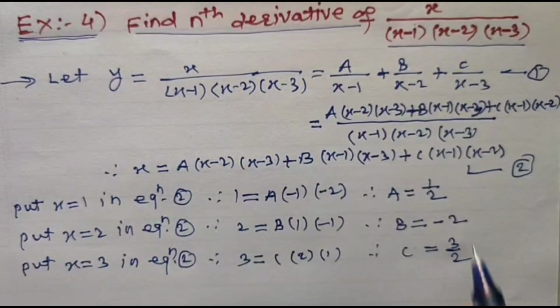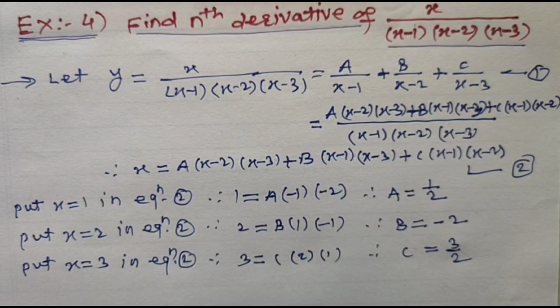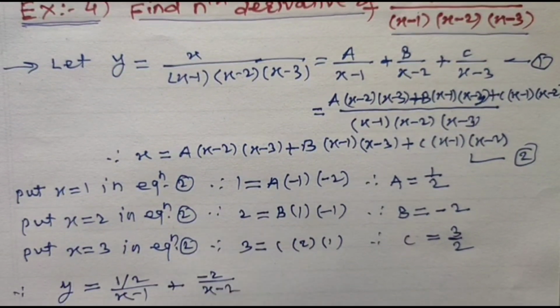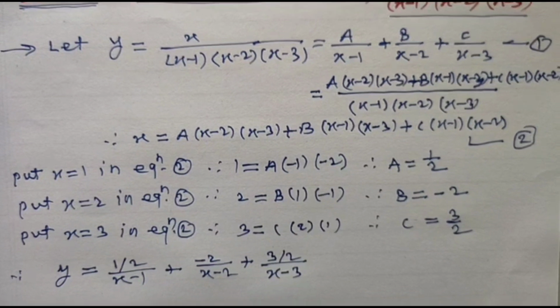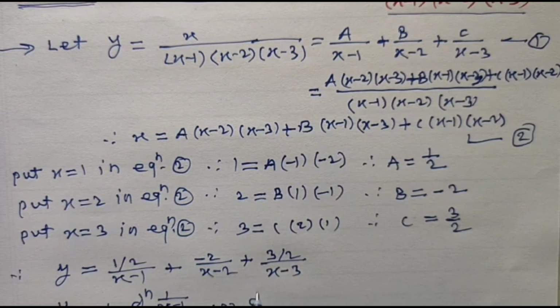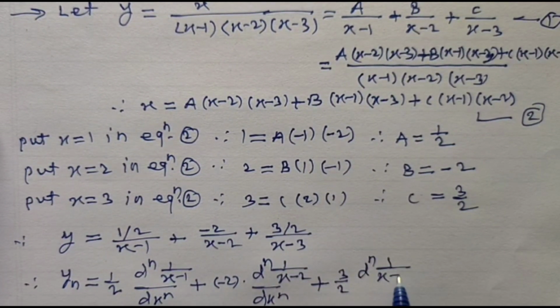Now we have to put these arbitrary constants in equation 1, so that we get the partial fractions of the given function. Hence y is equal to (1 upon 2) divided by (x minus 1) plus (minus 2) divided by (x minus 2) plus (3 upon 2) divided by (x minus 3). Now find the nth derivative of both sides. yn is equal to 1 upon 2 into the nth derivative of 1 upon x minus 1, plus minus 2 into the nth derivative of 1 upon x minus 2, plus 3 by 2 into the nth derivative of 1 upon x minus 3.